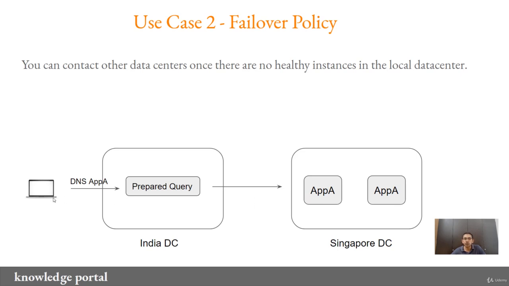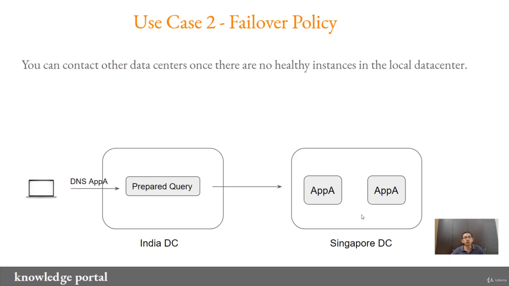So in this case, even though one data center is facing an issue related to a specific service, a prepared query has the capability to fetch the latest IPs of the service from a different data center and send it back to the application, so that the application can communicate with the service that is part of a different data center and things continue to function. So these are the two important use cases for prepared queries.